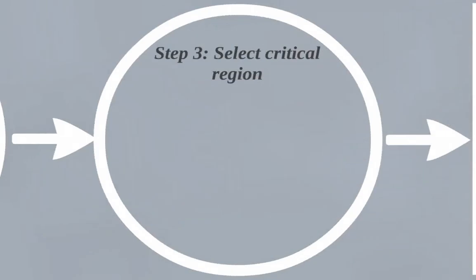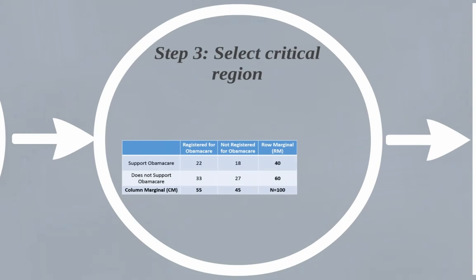So now let's move on to selecting the critical region. Just like with t-tests and the F distribution for ANOVA, we'll be using the chi-squared distribution and degrees of freedom to identify our critical region. And so let's just look at some simulated data here.